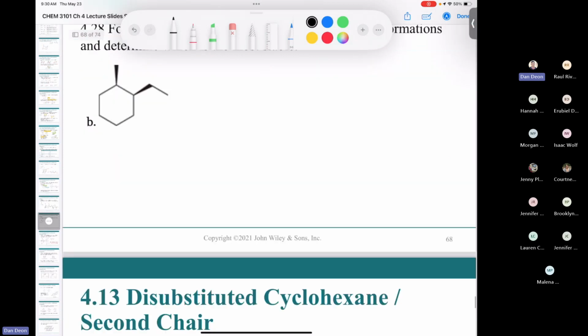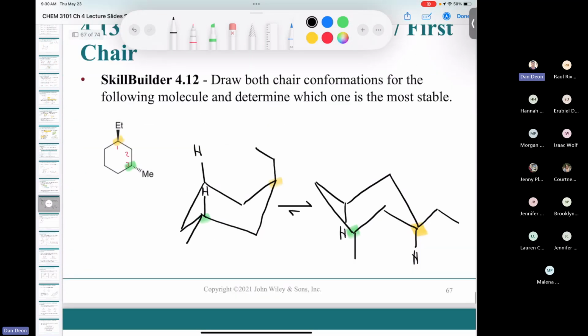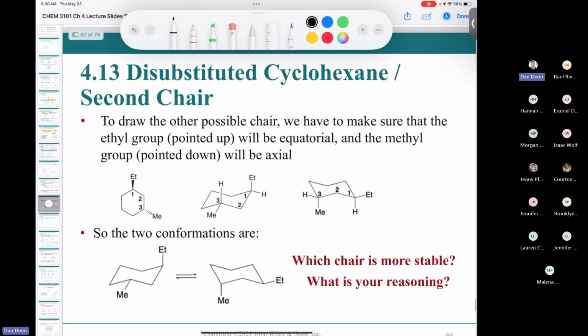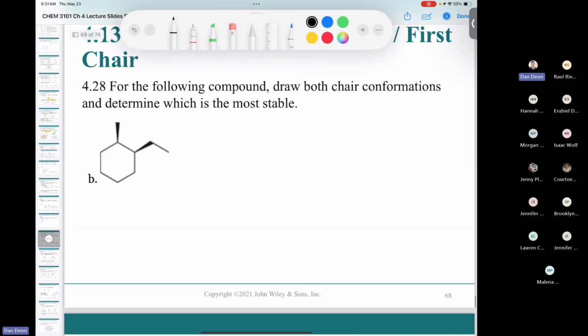You can see that they walk through the solution here. It gives you a little bit more detail on it maybe, but this is the answer to that question. Okay, so the question is Skill Builder 4.12. So this is Skill Builder 4.12. So I'll skip this slide when we get there the next time.